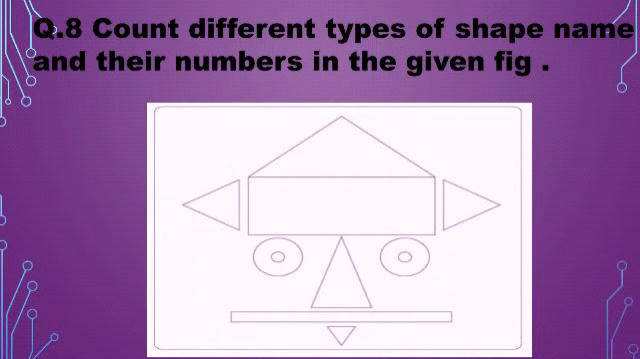Let us discuss question number 8. In question number 8, you have to do the same again. You have to count the shapes and write their names, and count how many shapes, how many types of shapes there are. Means the number of shapes. If you find a triangle, then how many triangles are there? If you find a circle, then how many circles are there? That you have to mention.